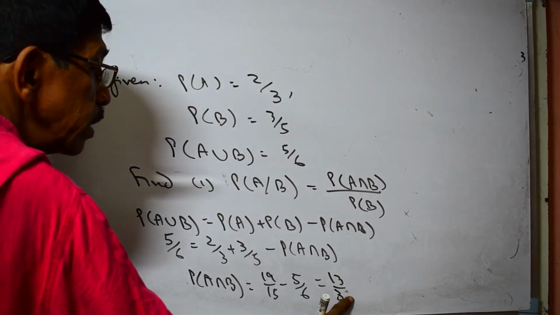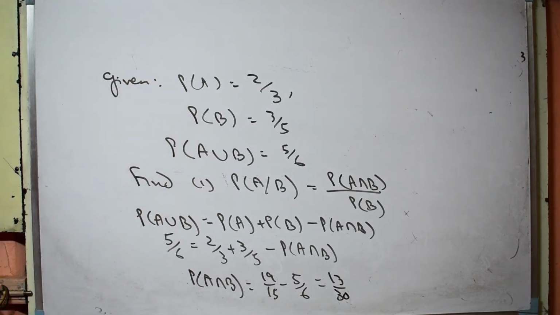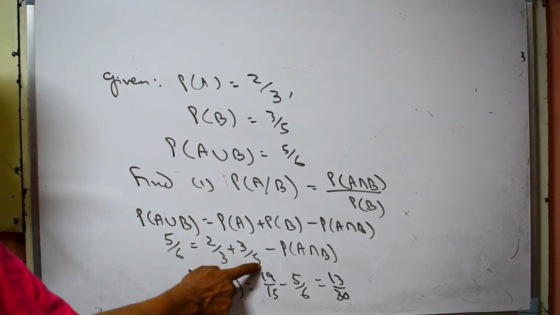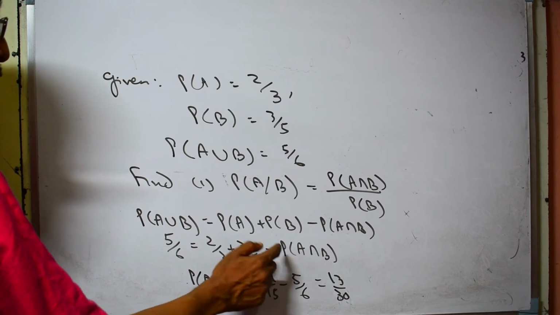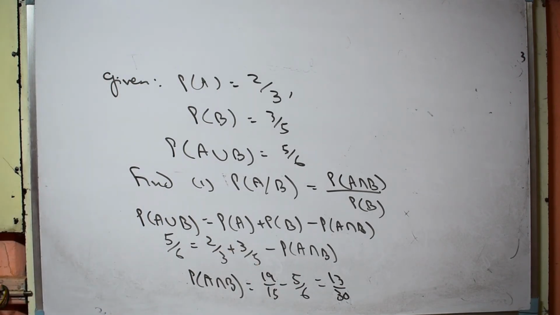The LCM I have taken is 30, the LCM of the two. So it becomes 38 and this becomes 25. So 38 minus 25 is 13 divided by 30. So this is A intersection B.